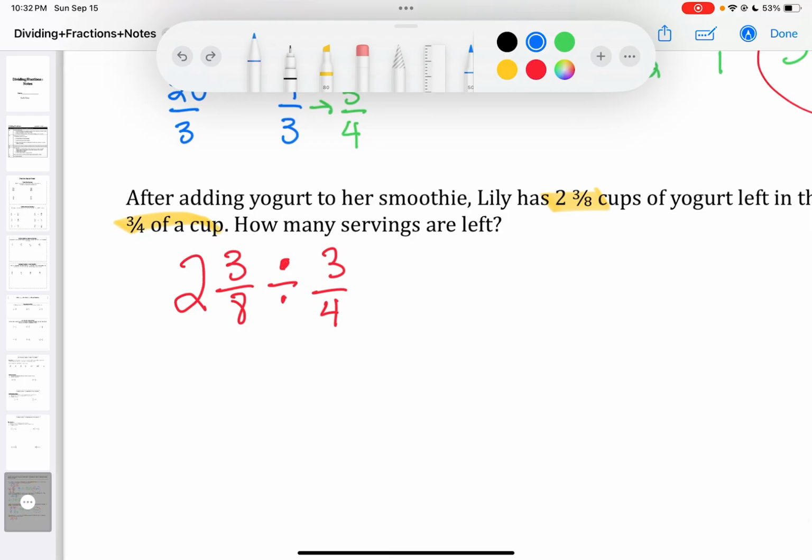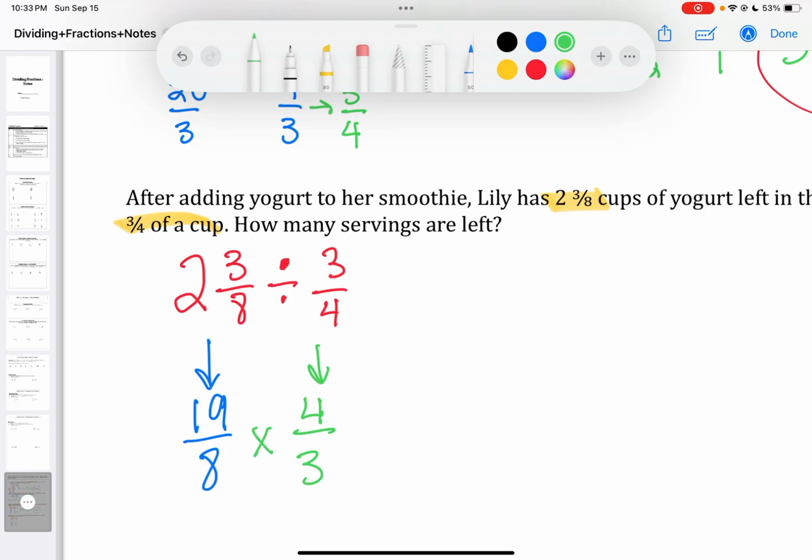So my first step is to turn this mixed number into an improper fraction. I'm going to keep my denominator the same. 2 times 8 is 16, and 16 plus 3 is 19. And then my second step is to get the reciprocal of my second fraction, which is 3/4. The reciprocal of 3/4 is 4/3. Now I can just go ahead and multiply straight across.